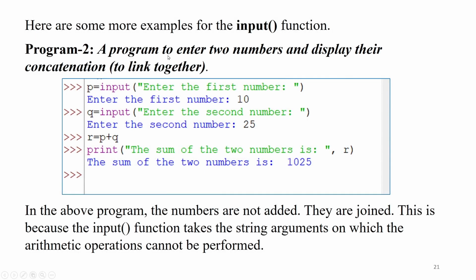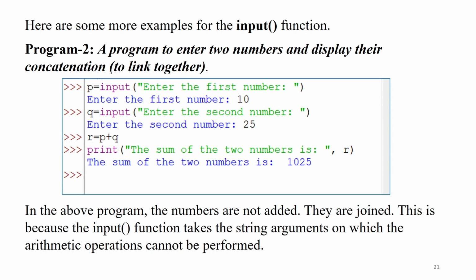Now there are some examples given in your chapter. Program 2 shows two numbers are entered and their concatenation is displayed. Means to join them together or to link together. Like if your name is Shubham Sharma, let's give Shubham one variable and Sharma another variable, and just concatenate them. Or you can also do the same thing with numbers. Concatenating does not mean that you are adding them.